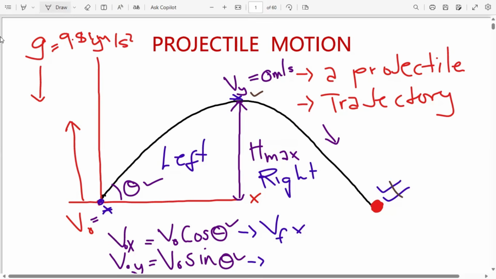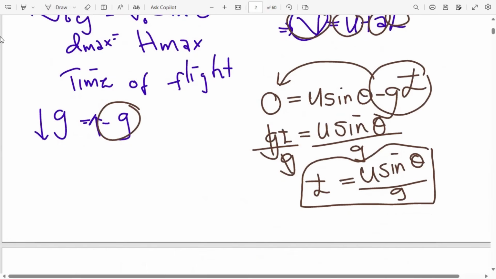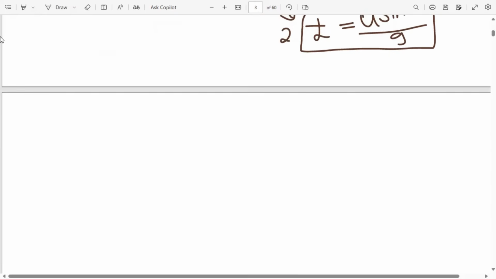How are we going to do that? We're just going to multiply the equation that we found here by 2. It will give us the total time of flight of the whole motion until the object hits the ground. So this will be multiplied by 2. And at the end, what are we going to have? We're going to have the total time of flight. Let me write this equation here.